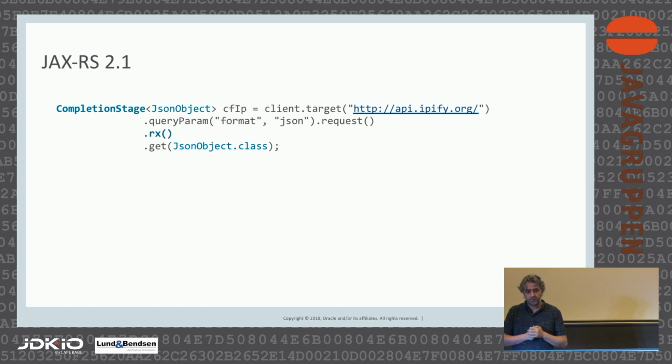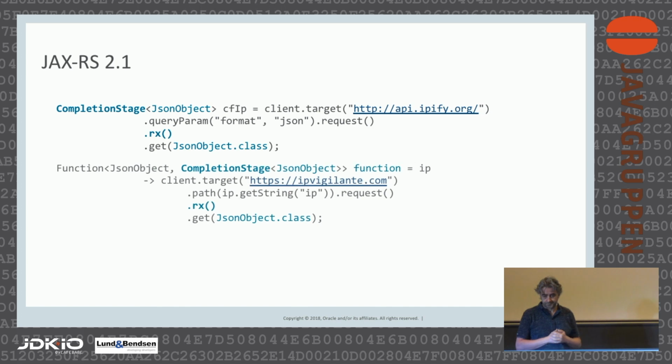So we have a first request that goes to an external service. It uses the Rx invoker. We have a CompletionStage object back. In this case, it's a CompletionStage of JSON object. And then we have a second request. This request is wrapped in a function. So basically, the function gets a JSON object, and it will do a remote request invocation to a different service.